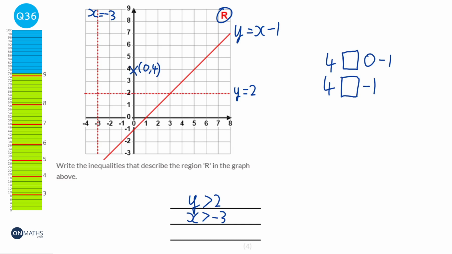So what is 4 compared to minus 1? Well, 4 is definitely greater than minus 1. So it's going to be y is greater than x minus 1. But if you look, this line is solid. It's a solid line. It's not a dashed line. Therefore, we're going to put a little line underneath it because it can equal it as well.